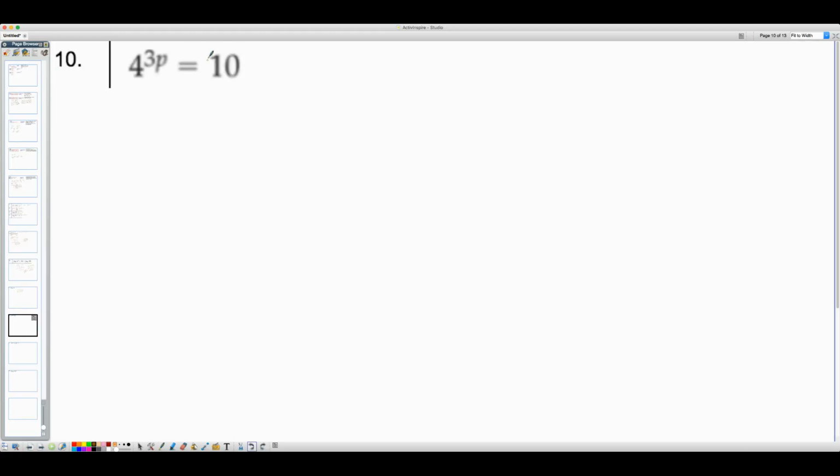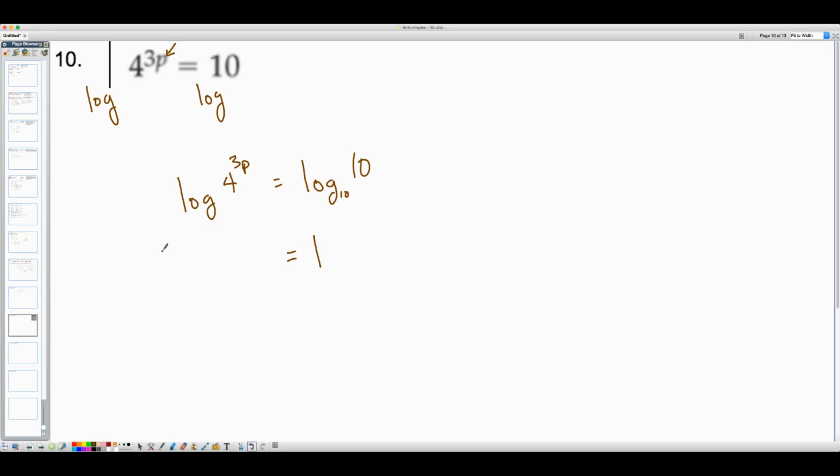Here we have an exponent, and we're looking for the value that's in the exponent. What strategy would you use to solve this? Well, that's why we're studying logs, so that you could use logs. So I'm going to take the log in base 10 of both the left side and the right side. If I don't put 10, it means it's assumed base 10. So here I have the log in base 10 of 4 to the 3p is equal to the log in base 10 of 10. What is log in base 10 of 10? What do you raise 10 to get to 10? You raise it to 1. This is equal to 1.